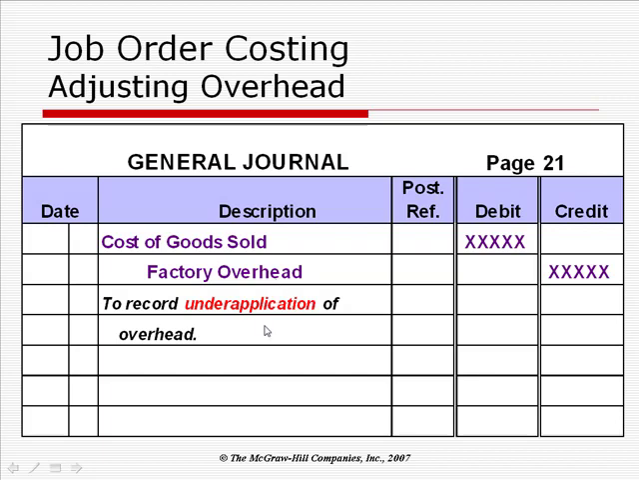If we had a residual credit balance in the factory overhead account, that would mean that we applied more overhead than the overhead actually cost. In other words, overhead would be overapplied. And in that case, what we would do is debit the factory overhead account to zero it out and credit cost of goods sold to lower it to the actual amount.